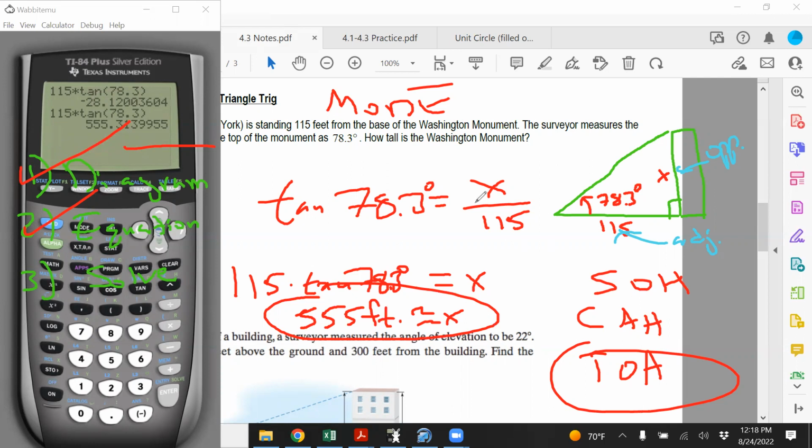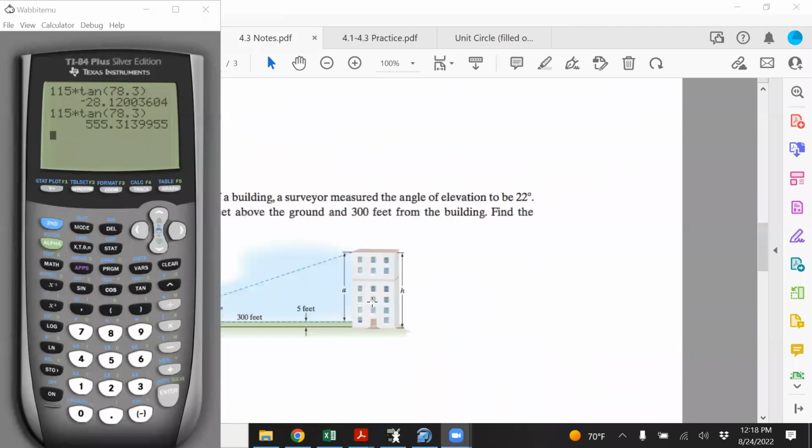This is so cool. Full graphic calculator. There we go. These phones are pretty awesome. All right, let's keep moving.